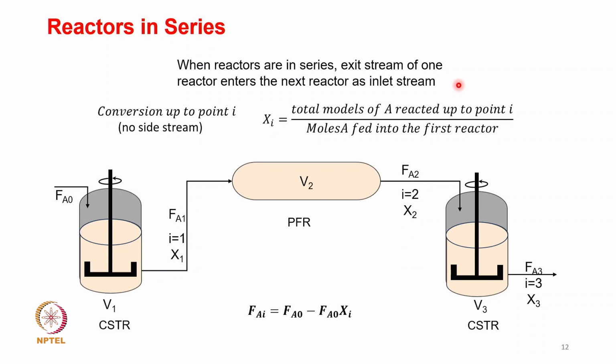Okay. And if there is no side stream, which essentially means that you are not tapping any particular stream, the conversion at a point i, let i be an arbitrary number, which is of course Xi, you can define as the total moles of A reacted up to the point i divided by the moles of A fed into the first reactor. So, wherever you have completed, how much is the total moles reacted up to the point i divided by the moles of A fed into the reactor.